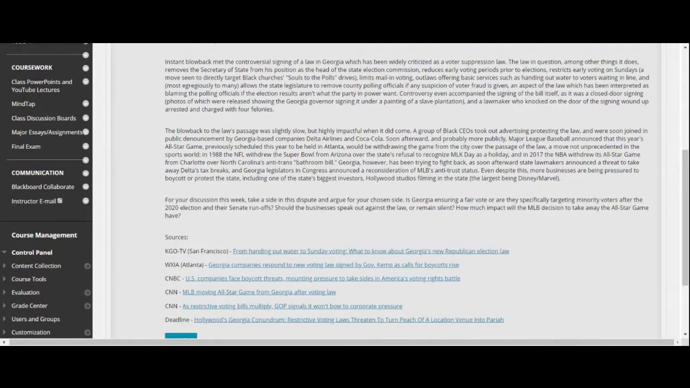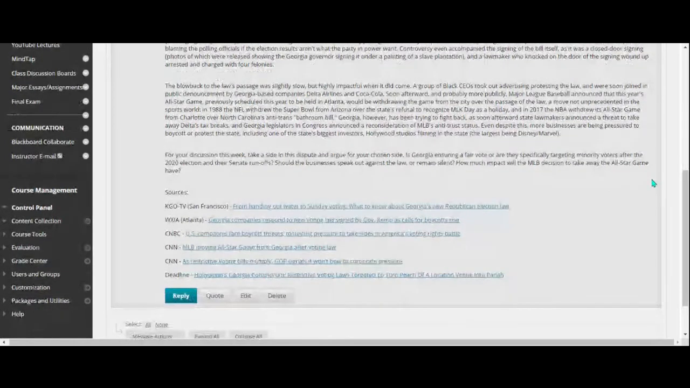An aspect of the law which has been interpreted as blaming the polling officials if the election results aren't what the party in power wants. Controversy even accompanied the signing of the bill itself, as it was a closed-door signing, photos of which were released showing the Georgia governor signing it under a painting of a slave plantation, and a lawmaker who knocked on the door of the signing wound up arrested and charged with four felonies. The blowback to the law's passage was slightly slow, but highly impactful when it did come.